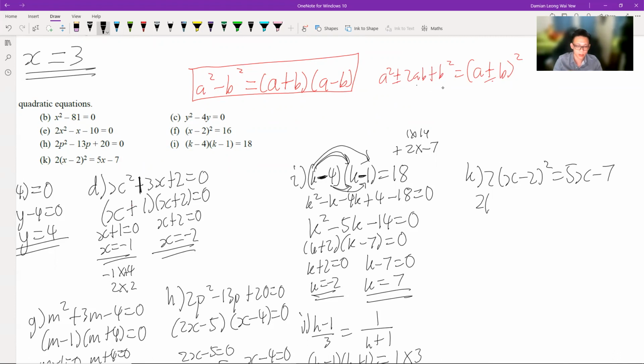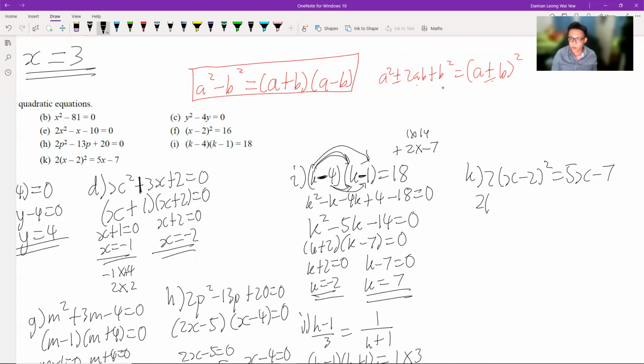That one is optional, whether you want to memorize or not. If you memorize, then it's easier when you expand. But if you don't memorize, it's fine as well, because even if you want to factorize, we can use the normal method to factorize.